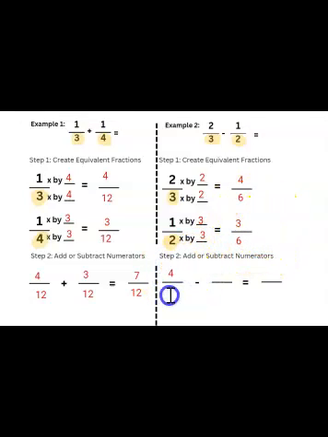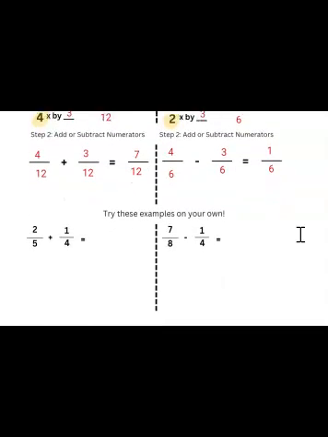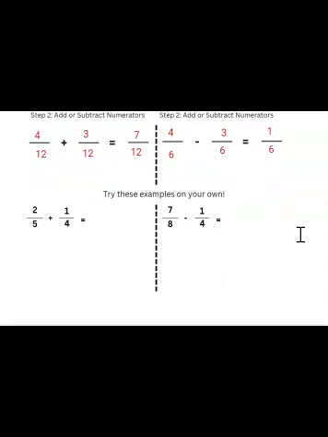If I fill them in right down here where the problem template is, I get 4/6 minus 3/6, and I can actually subtract that. 4 minus 3 would give us 1, and our common denominator stays the same, so our final answer is 1/6. Those are two examples to help get you started. Go ahead and try the next two examples on your own.